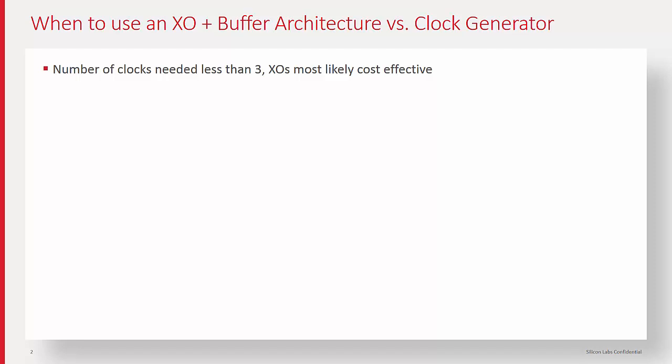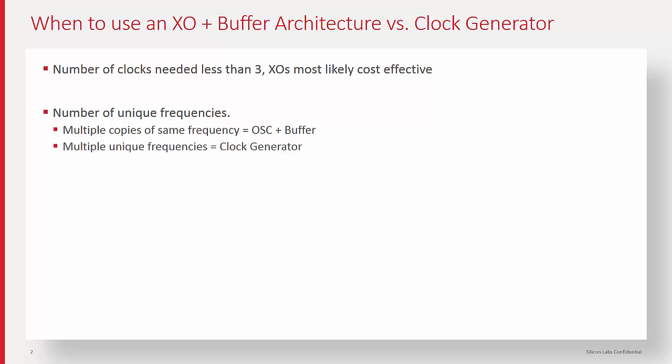It also depends on how many different or unique frequencies are needed. If a design needs just, say, 10 copies of the exact same frequency, then an oscillator with a buffer is going to be the best solution from a cost standpoint, because a buffer is going to be less than a clock generator. But if the design needs a bunch of different frequencies, then a clock generator is going to be best suited for this because it can provide multiple different clocks all from one device.